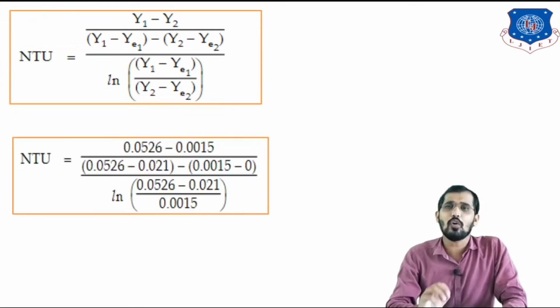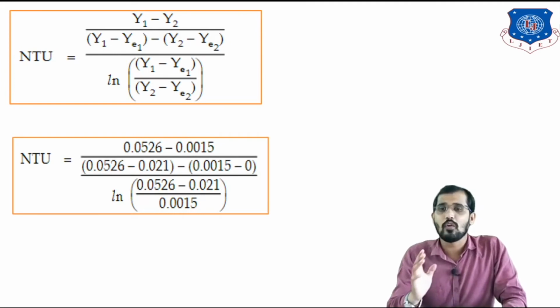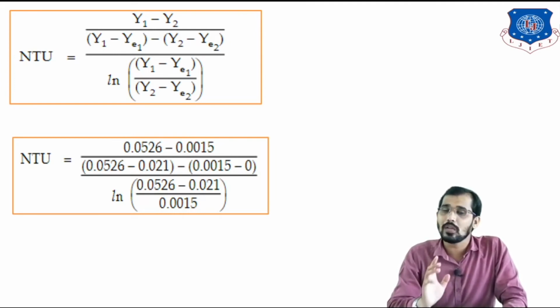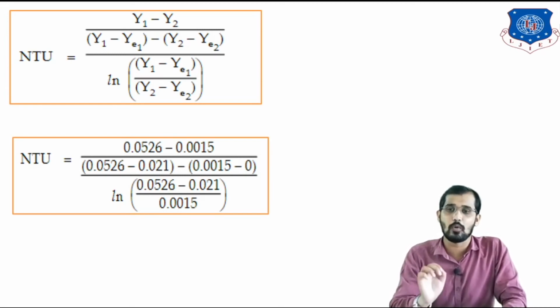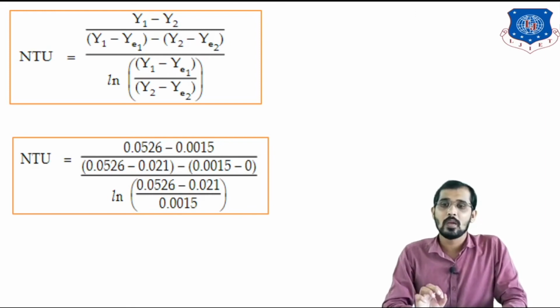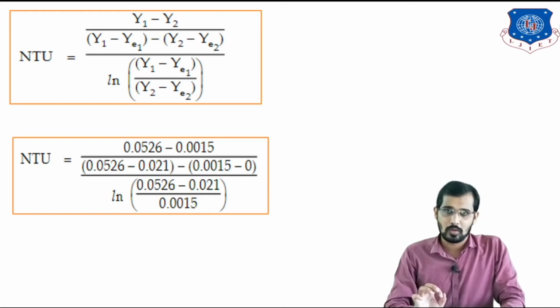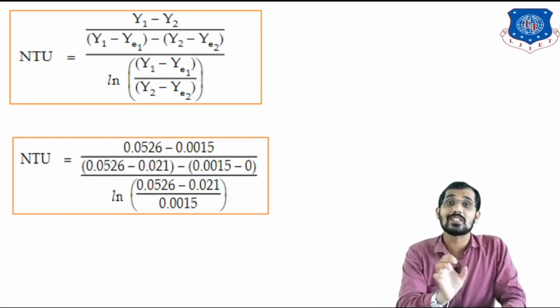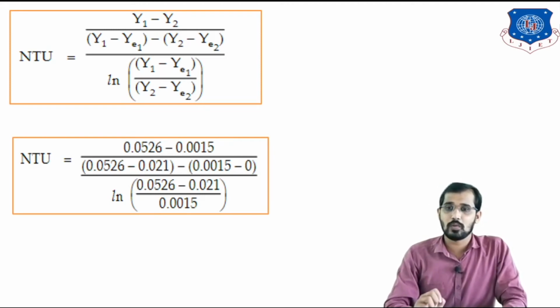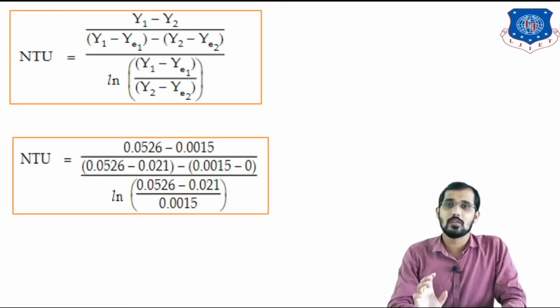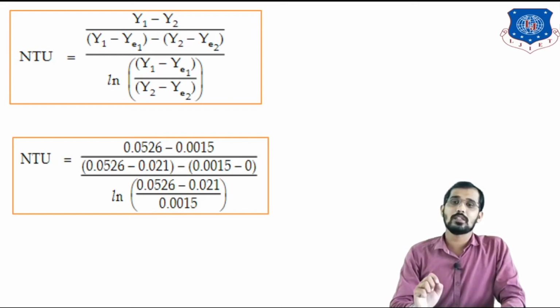Just put in all these values that we have calculated in the previous slide: the values of Y1, Y2, YE1, YE2. Put all these values in this formula and you will get NTU, the number of transfer units, equal to (0.0526 minus 0.0015) divided by ln of (0.0526 minus 0.021) divided by (0.0015 minus 0). This 0 is x2, since it is fresh water, so that's why we have taken 0 here.